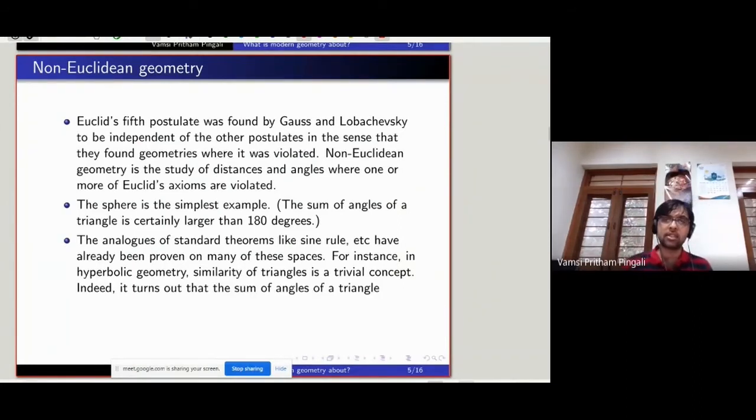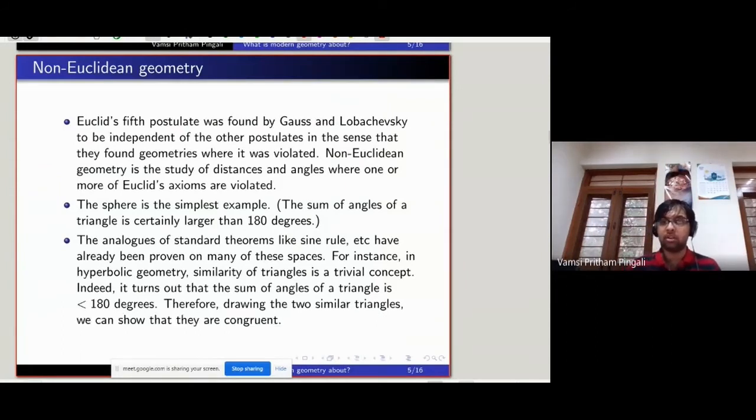Firstly, the sum of angles of a triangle is less than 180 degrees in hyperbolic geometry. As a consequence, if you take a quadrilateral, then the sum of its angles is certainly less than 360 degrees, because a quadrilateral is the union of two triangles, and the sum of angles is the sum of angles of these two, which is less than 360 degrees.